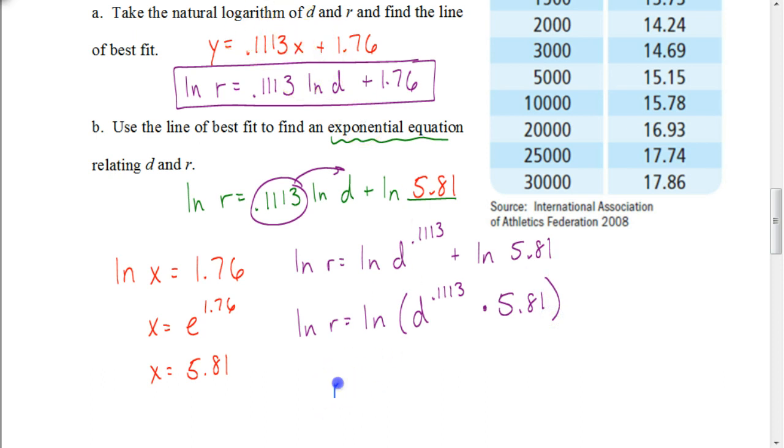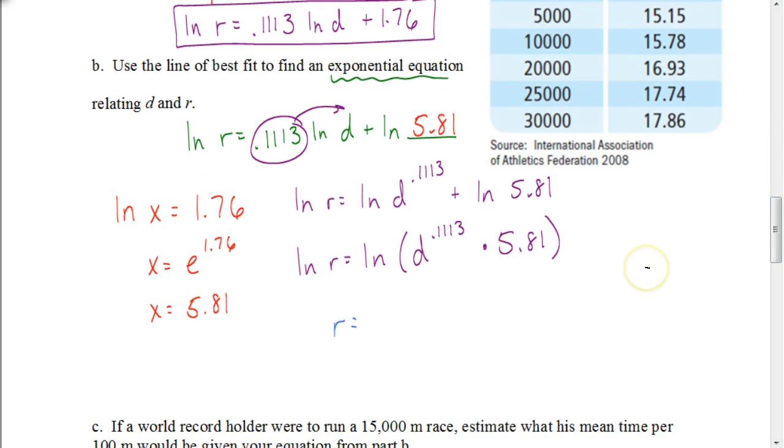And now our goal is to have an equation in exponential form. That means no logarithms are going to be part of our answer. So if I wanted to figure out what r is, because I want both sides to be the same, I would take d to the 0.1113 power, and multiply that answer times 5.81. And that answer would be this value for r. So in other words, you could just ignore the natural logs, and this would be your exponential equation.